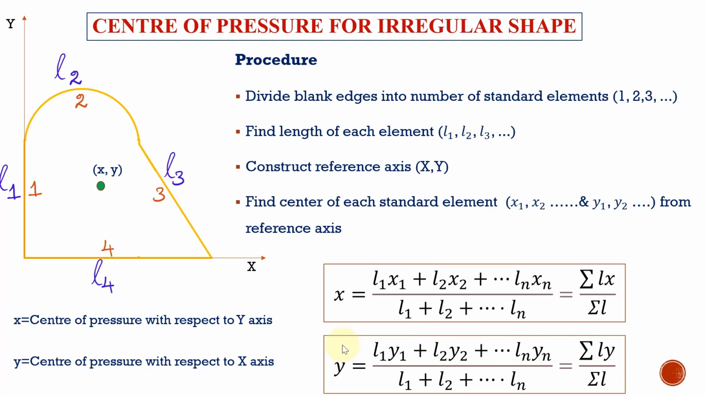So by following this standard procedure, we can calculate the center of pressure value of an irregular shaped blank. In my next lecture, I have explained this procedure with the help of a case study. You can check out that video to know more about how to apply this procedure to an irregular shaped blank with a real life example.